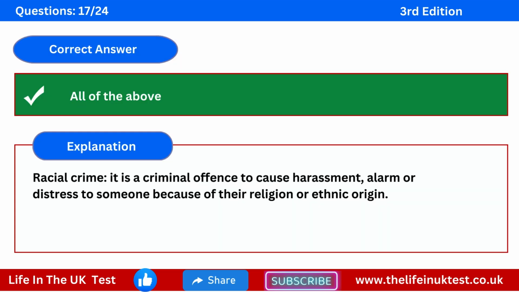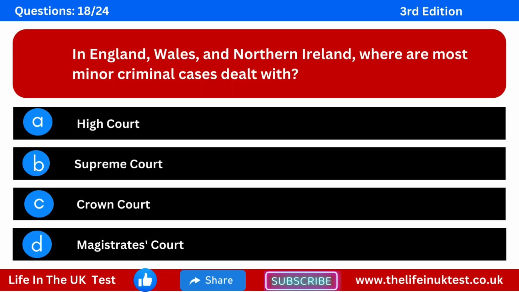The correct answer is all of the above. Explanation. Racial crime. It is a criminal offence to cause harassment, alarm, or distress to someone because of their religion or ethnic origin. Question 18. In England, Wales, and Northern Ireland, where are most minor criminal cases dealt with?